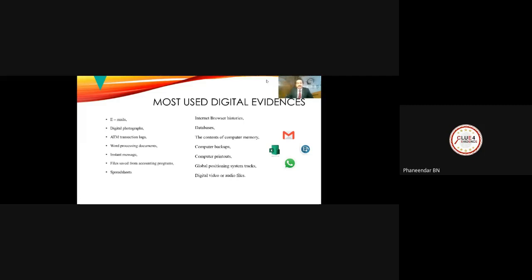The mobile phone consists of all the information that you can see on the screen right now, except for the computer backups and computer printouts. Your mobile phone can actually have a lot of data about you, your circle, and everything in your life is on your mobile device today.